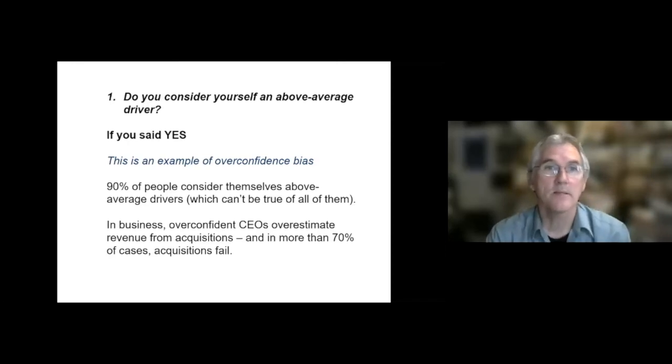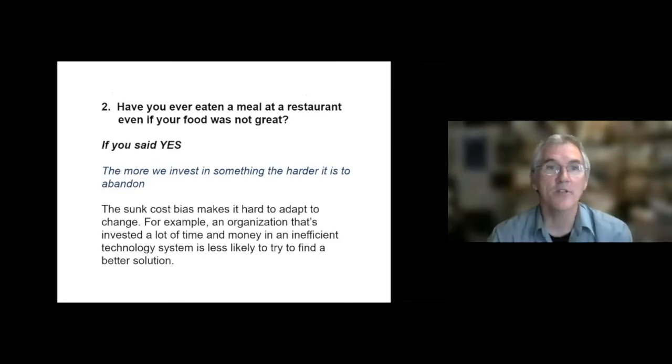Another bias, let me jump forward one. If you've eaten a meal at a restaurant, even if it was not great, that's called the sunk cost bias. It makes it hard to adapt to change. The more we invest in something, the harder it is to abandon. So, for example, an organisation that's invested a lot of time and money in an inefficient technology system, I think we've all seen that, is less likely to try and find a better solution. If it's something you paid for, you're much more likely to hang on to it as something worthwhile.